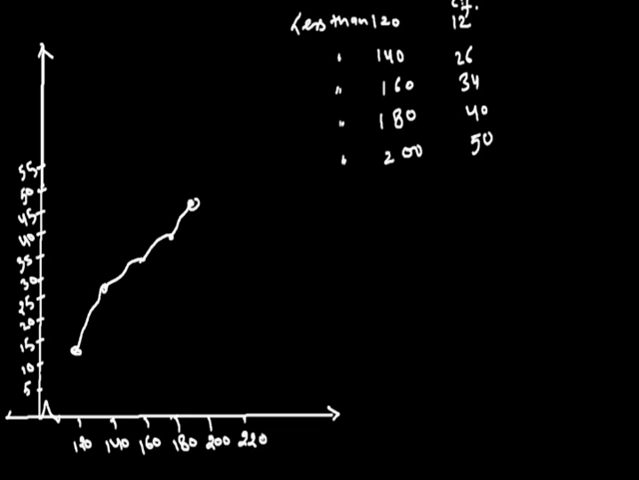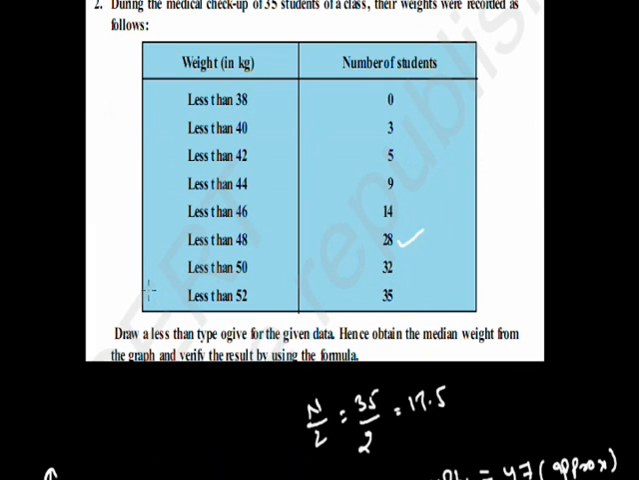Now comes the second question. In this question, the examiner asked about the medical checkup of 35 students of a class. Draw a less than type ogive for the given data. First of all, draw the less than type ogive. Hence obtain the median weight from the graph. Verify the result by using the formula.